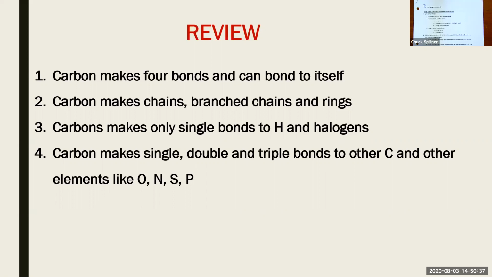Especially in the next chapter, we'll look at isomers. And so isomers, if you remember from chapter 19, are compounds that have the same molecular formula but a different structure. And there are a few other points about drawing structures. Carbon makes only single bonds to hydrogens and to halogens. And then it can make single, double, or triple bonds to the other carbons and also to other elements like oxygen, nitrogen, sulfur, and phosphorus.